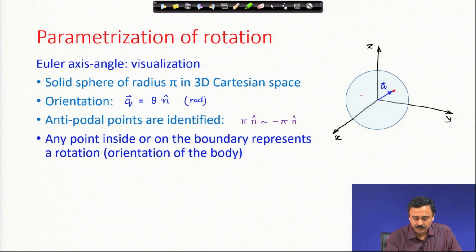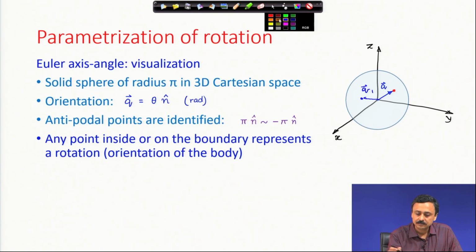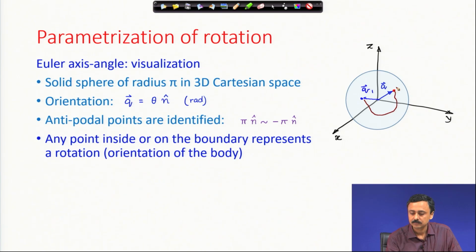Now, if you consider any two points, say this is one point and this red one is another point, this is another vector representing orientation. Any path joining these two orientations is a path, a change of orientation path. It could be a straight line. You can think of other paths.